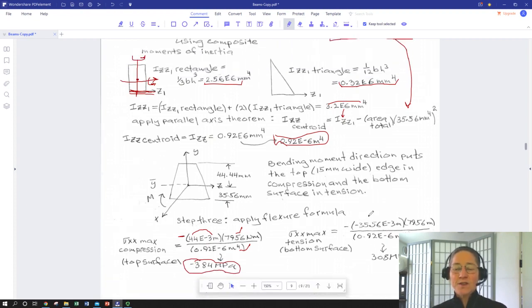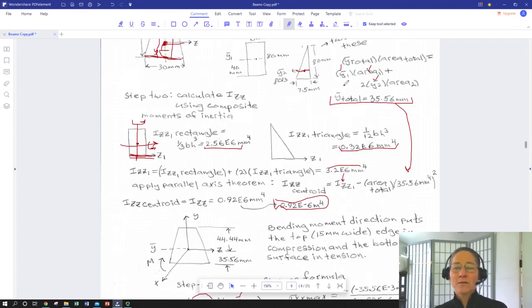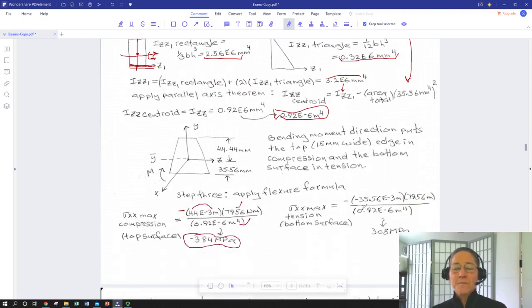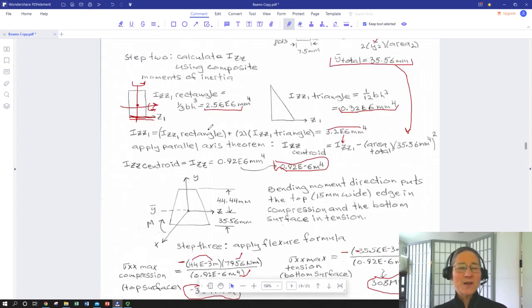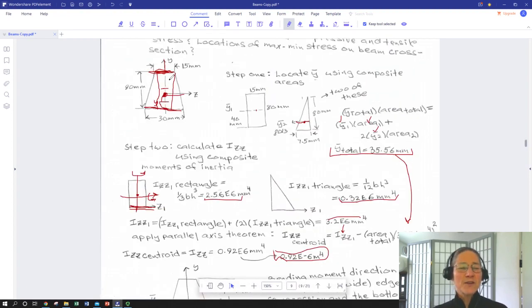Max tensile, we're going to go down 35.56 times 10 to the minus 3 meters, which is our centroid distance. We're going to go down, so that's a negative. We've got a negative out front, so we end up with a positive sigma xx, which indicates tension, and it is thankfully a little bit less. So that tells us something about which way we'd rather flex this cross section.